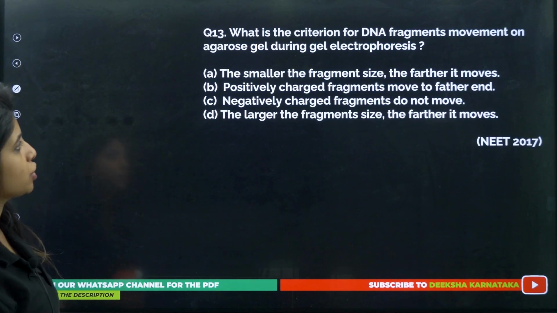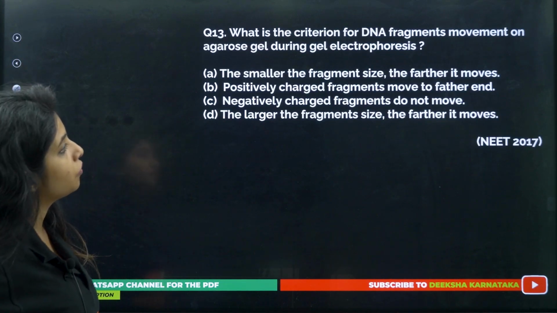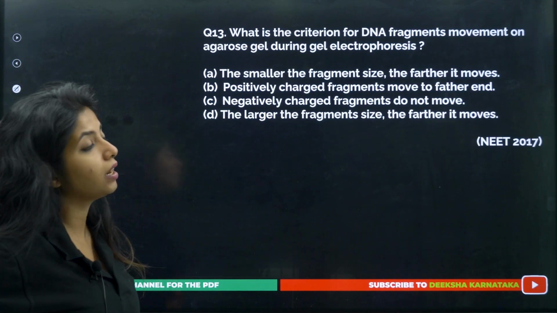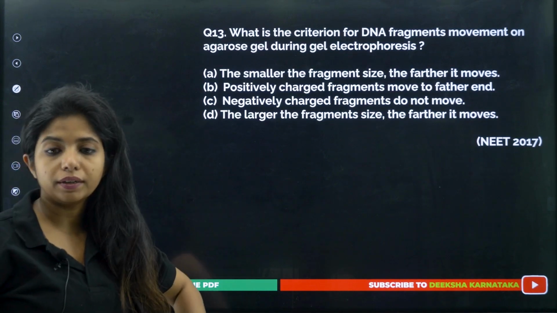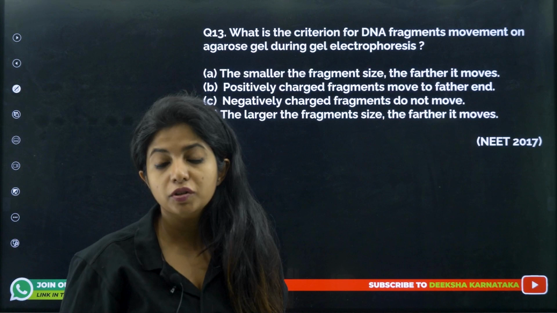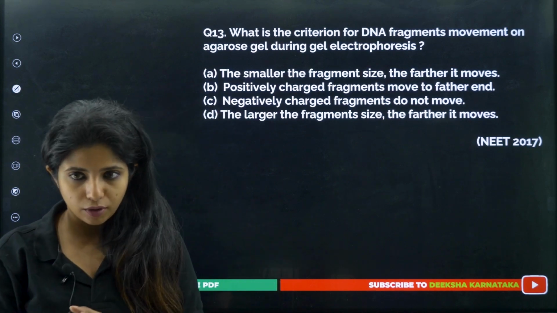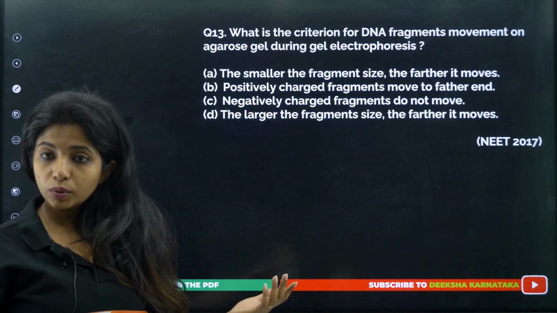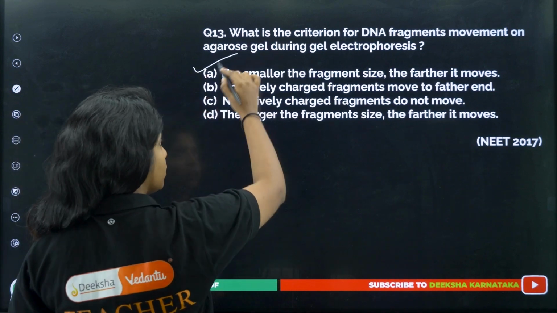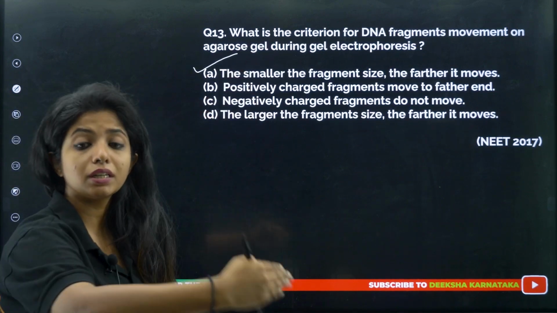Okay. Now, 13th question. What is the criterion for DNA fragments movement on agarose gel during gel electrophoresis? Okay. What is the criteria for DNA fragments movement? What controls the DNA fragment movements, or what are the things that you should be knowing about it? The smaller the fragment size, the farther it moves. It is true. Okay, the smaller the fragment size, the farther it will be moving. Farther as in more distant it will be moving.